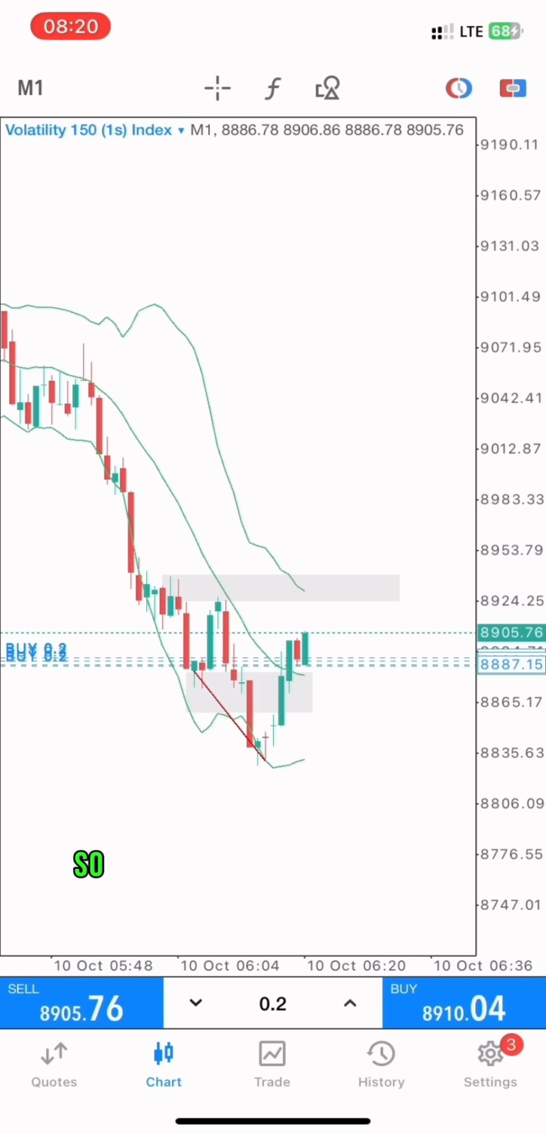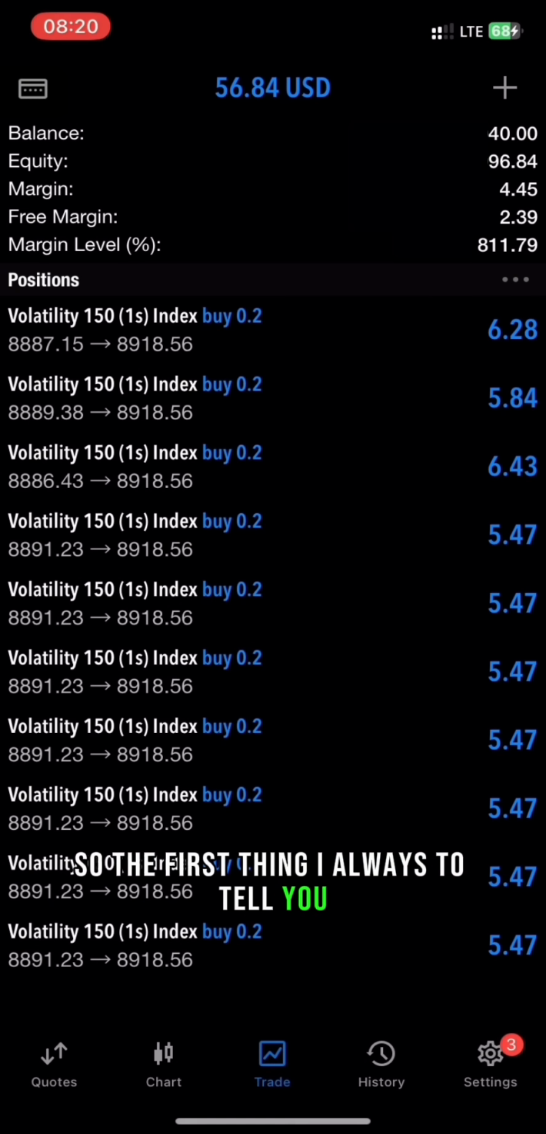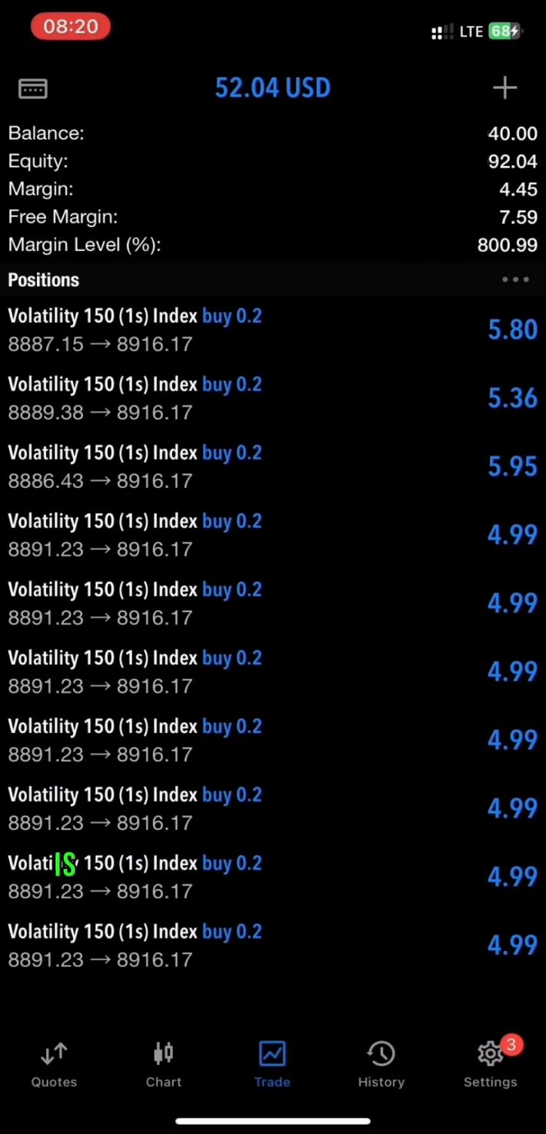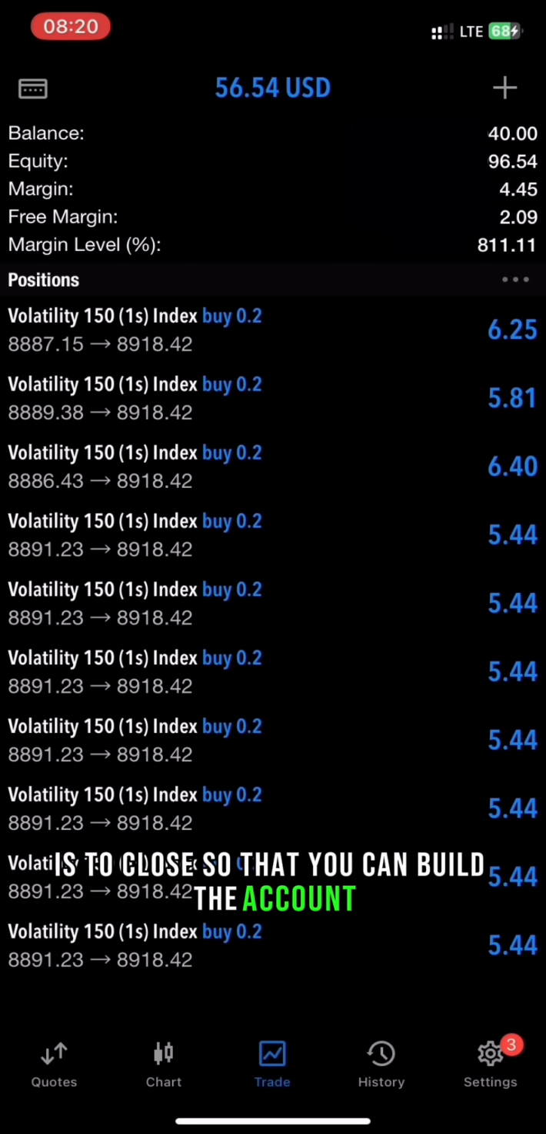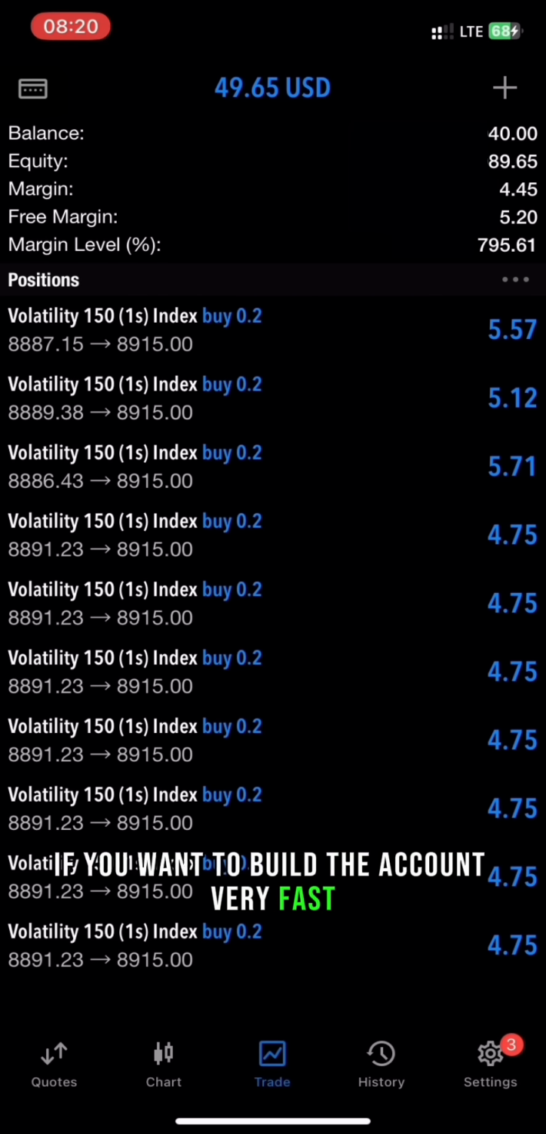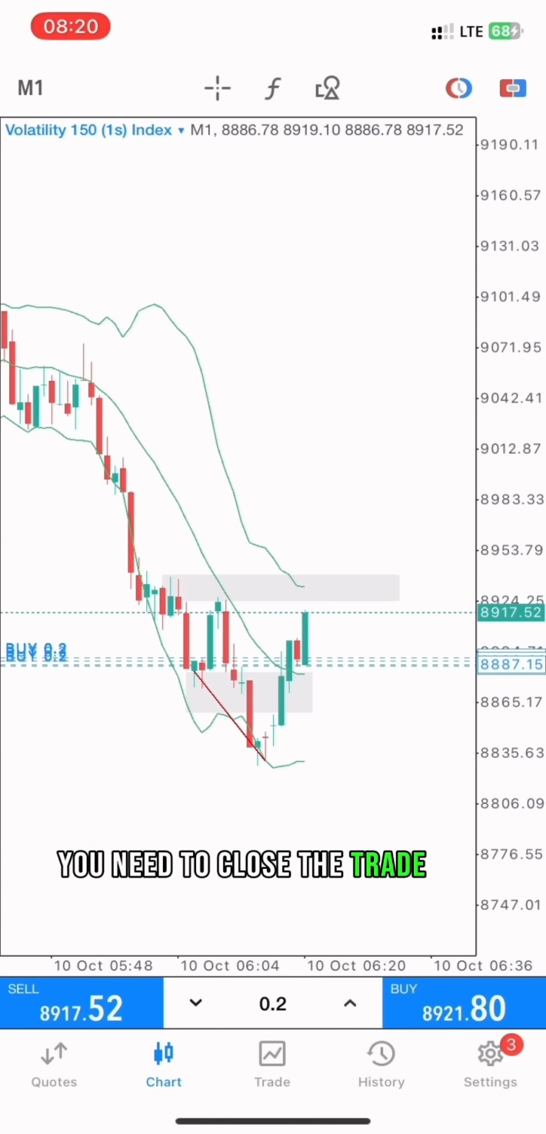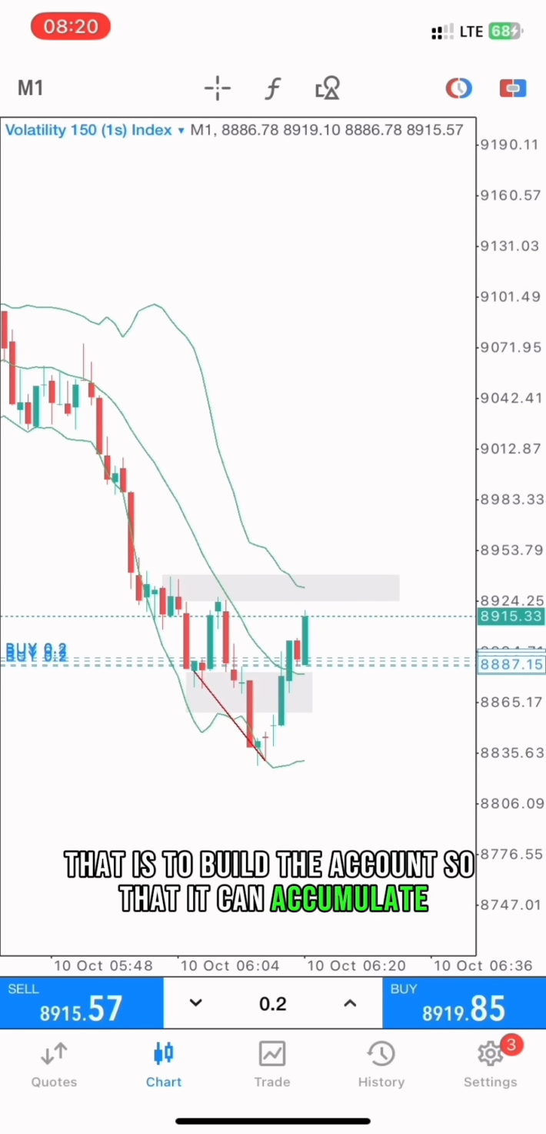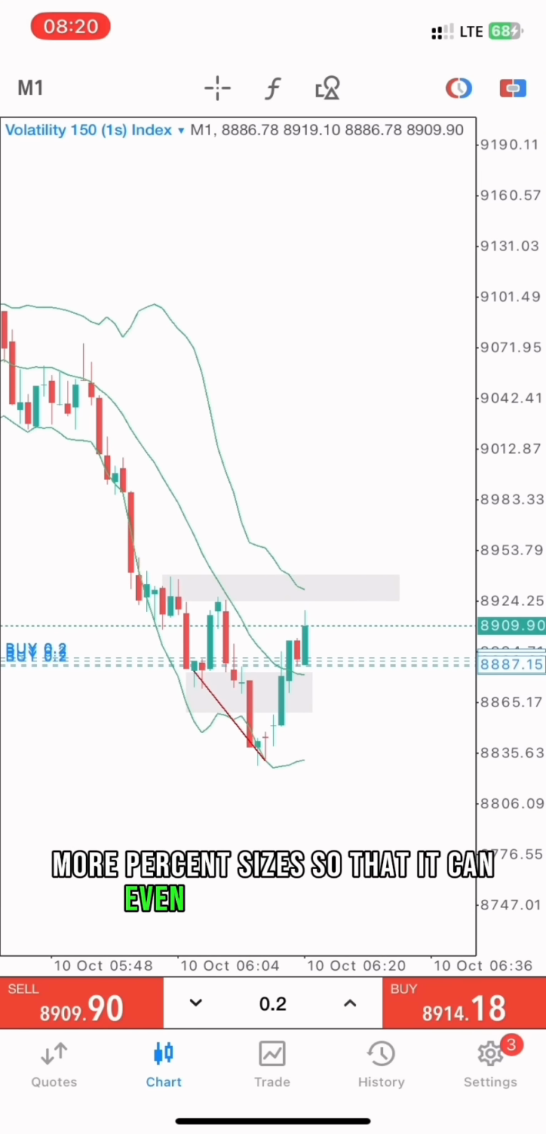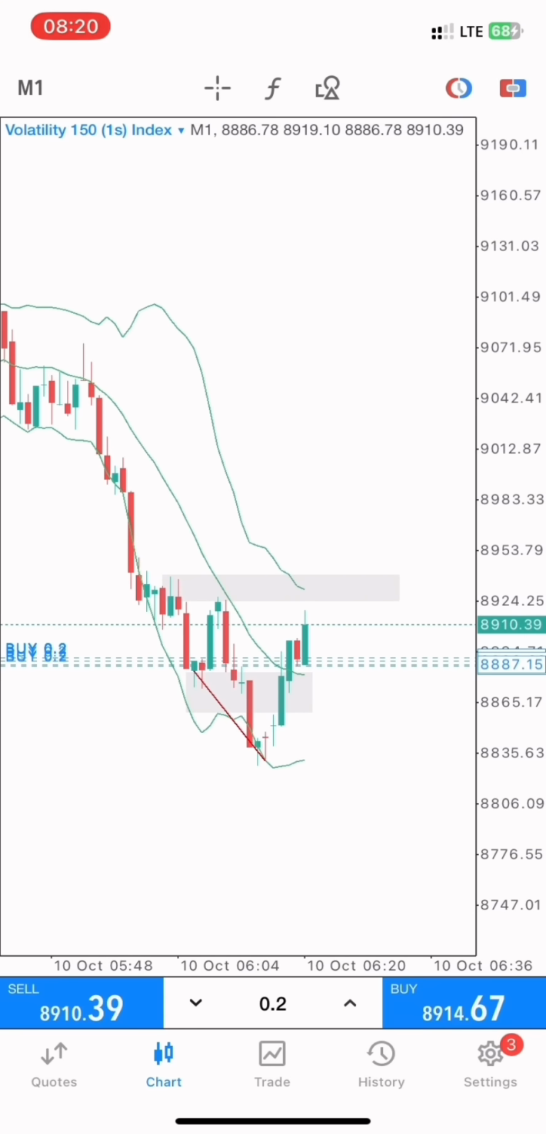So the first thing I always tell you when you're trading is to close, so that you can build the account. If you want to build the account very fast, you will need to close the trade and then enter again. That is to build the account so that it can accumulate more position sizes, so that it can grow even faster. So that's what you do.